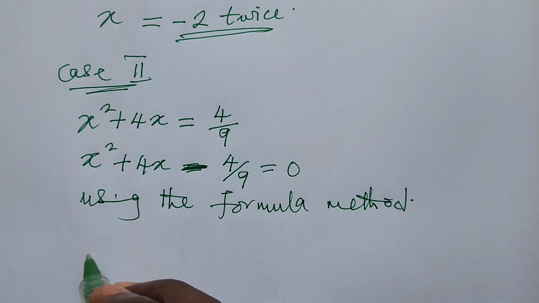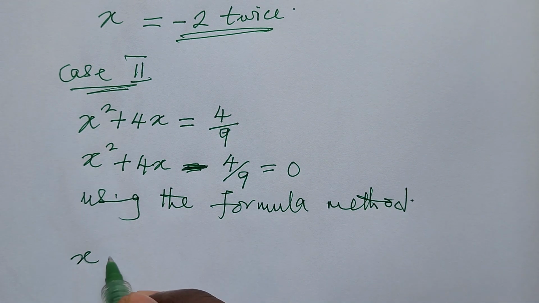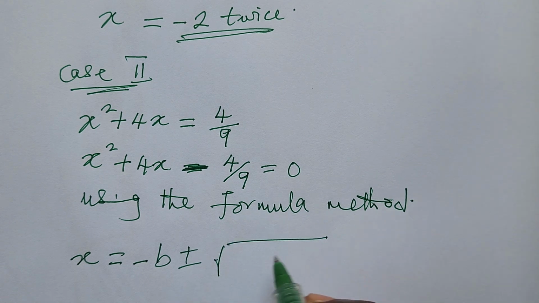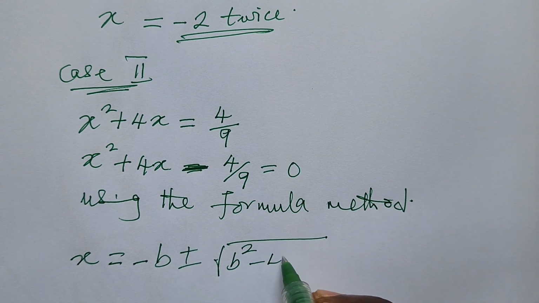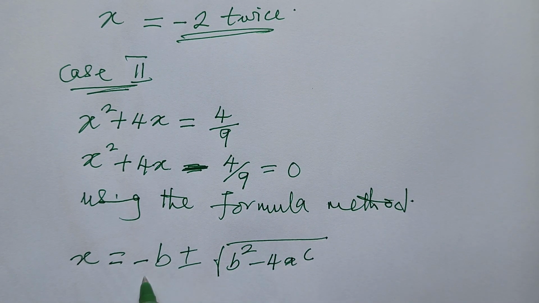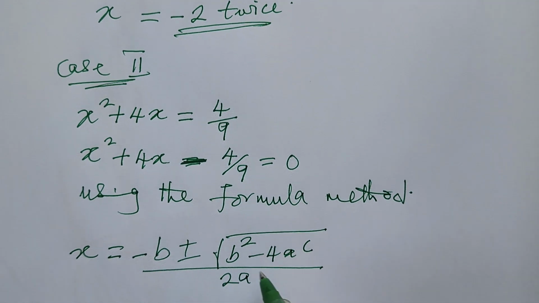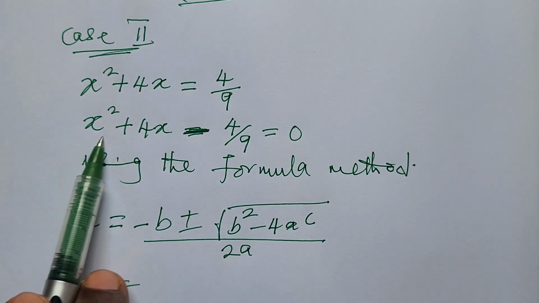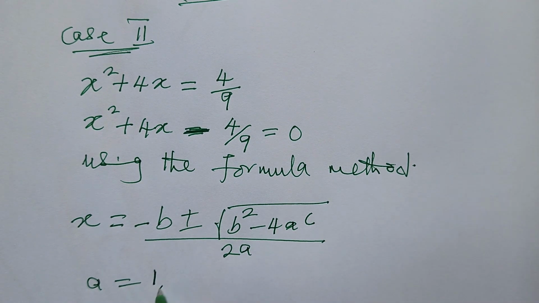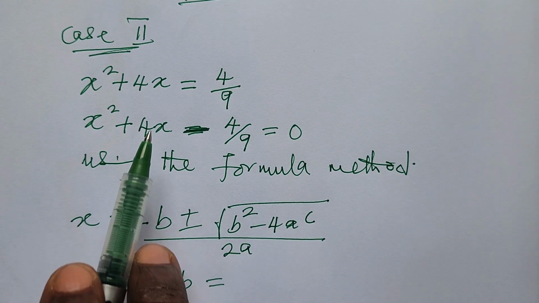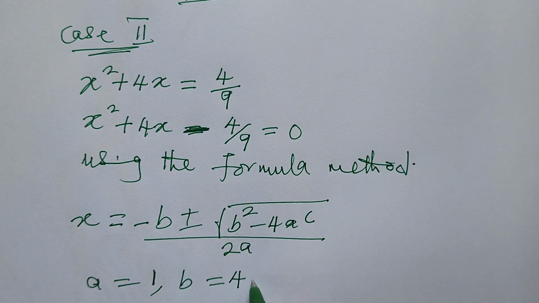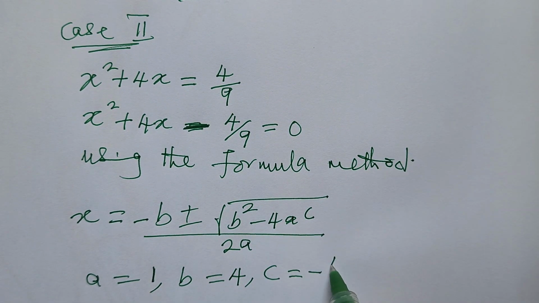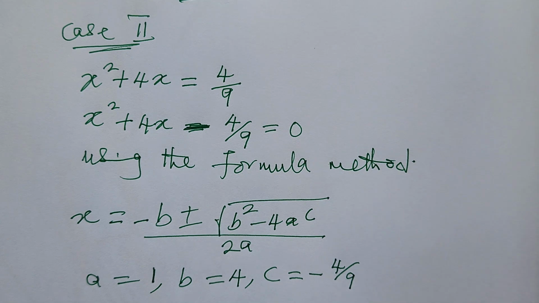So we know that x is equal to minus b plus or minus the square root of b squared minus 4ac, all over 2a. So what is our a? Our a is the coefficient of x squared, which is 1, our b is the coefficient of x, which is 4, and our c is the constant term, which is minus 4 all over 9.